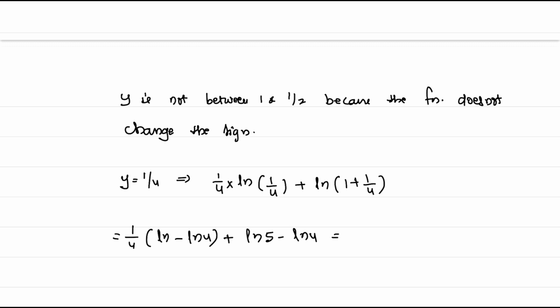That means minus 1 by 4 ln 4 minus ln 4 plus ln 5. You know the value of ln 4? Minus 5 by 4 into ln 4, which is 2 into 0.693 ln 2, plus ln 5 value. I have already told you to remember it, ln 5. What is the value of ln 5?